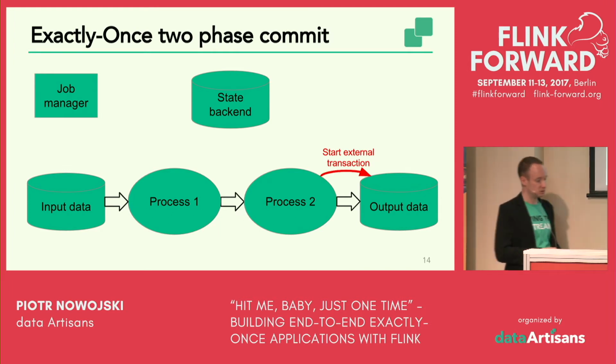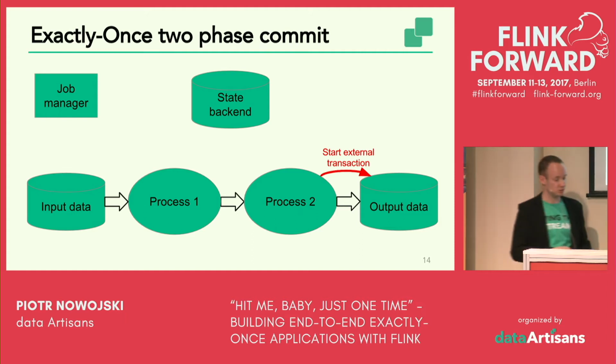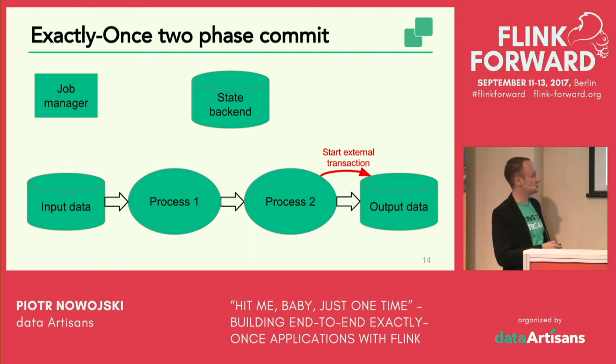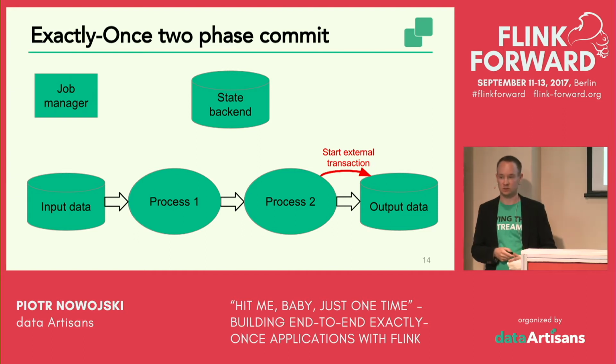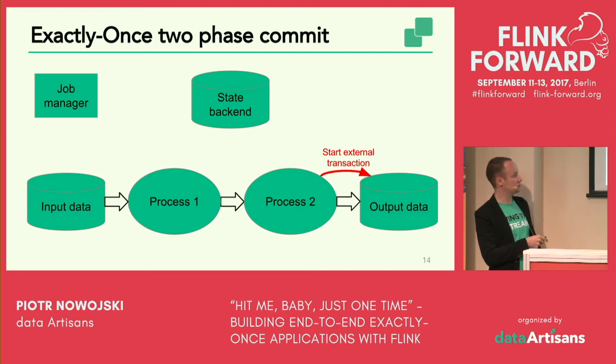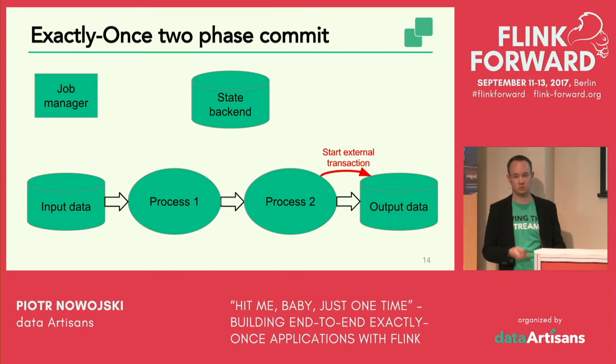First, in two-phase commit, we start by initializing our process that will have some external state. I will talk later about the differences between operators that have and don't have external state. But process 2 will have an external state, some side effects in our output database. So it will start an external transaction. Once this transaction is started, our data flow can begin. We can read the data from the source, process them in process 1, pass them to process 2, and process 2 will write them to the output database using the started transaction.